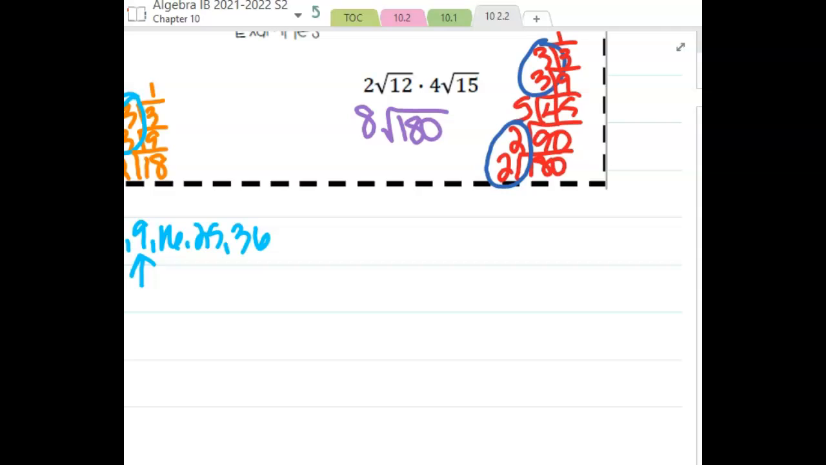Times 8, yes, very good. 6 times 8 is 48, and I'm left with a square root of 5 on the inside. Don't forget about that number that's already on the outside. So, the only thing new today is going from this to multiplying together to one radical. That's the only thing that's new today.